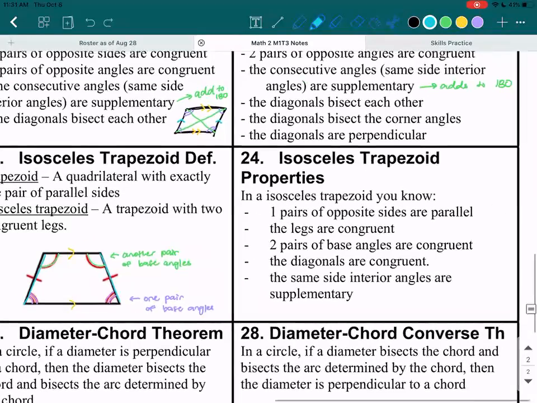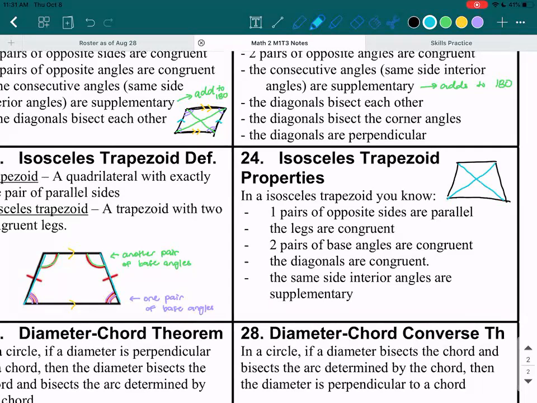I'm just gonna draw my own isosceles trapezoid here because I don't want the picture to get too messy. Okay, so there's my isosceles trapezoid. Let me draw in the diagonals. Here we go. So these are our diagonals and they are congruent. So the two blue lines have the same measure. They are the same size.